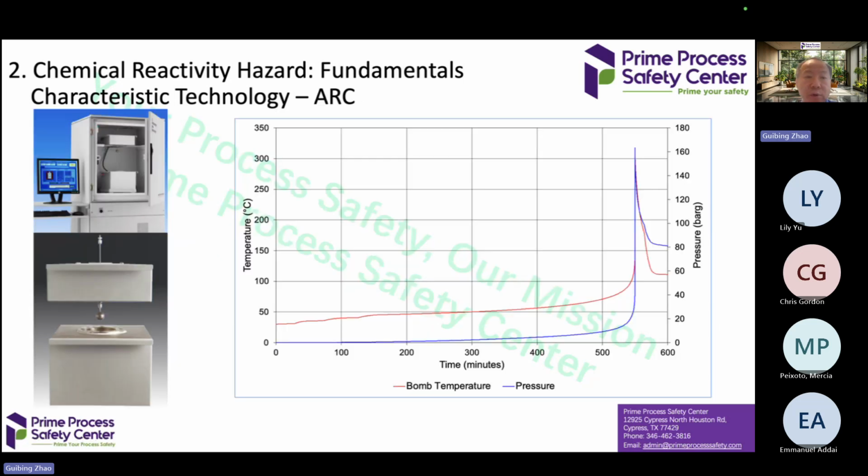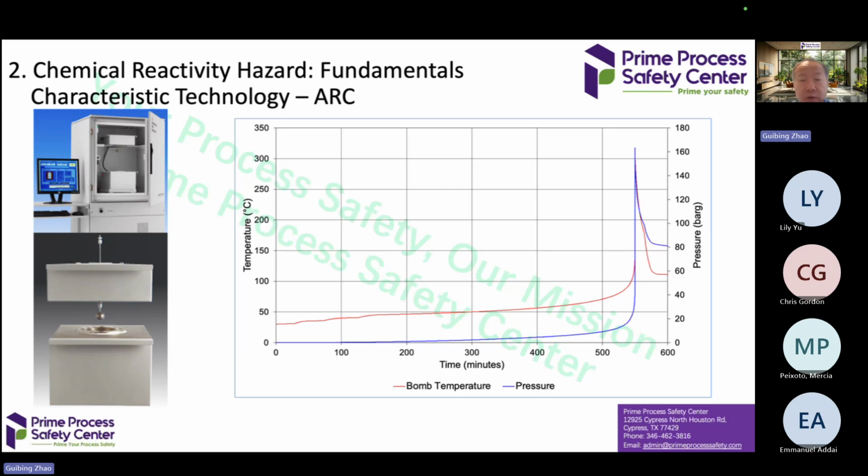So this is the accelerating rate calorimeter. This testing uses a small bomb, normally about 9 cc in volume, with temperature and pressure measurement through the tube. Through here we can measure the pressure. This usually runs in HWS mode, heat-wait-search mode.